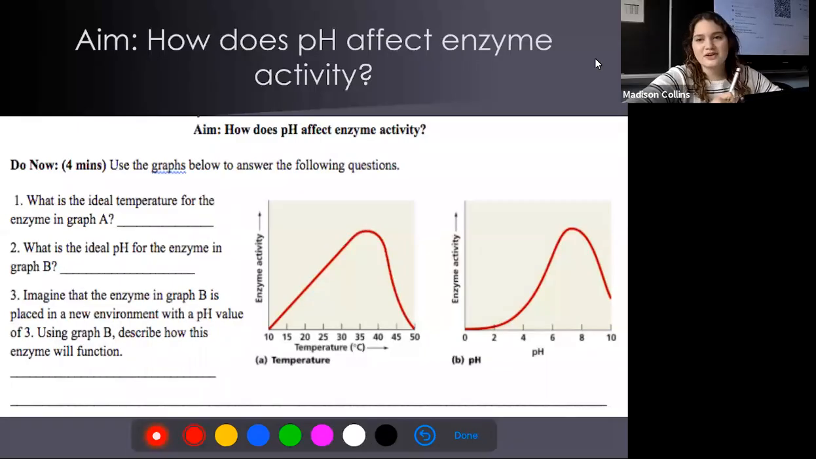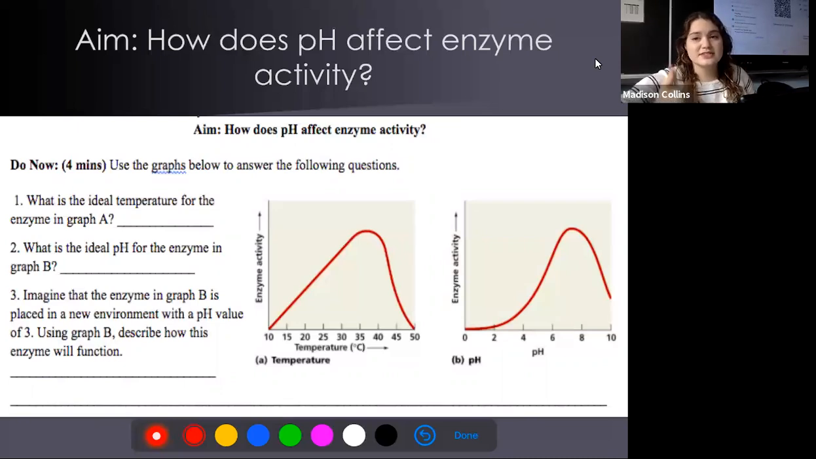Welcome back. We are now officially on to day 3 of Enzymes. Believe it or not, this is actually your last day of notes before your test on Friday. So the rest of this week, we will be working on some labs for this unit, as well as a test review. Your test will be on Friday of this week.